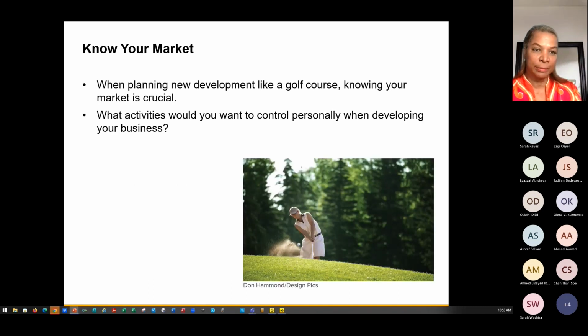Got to know your market. So in this picture, we see a golf course. So if you're building a golf course, know your market. Okay.